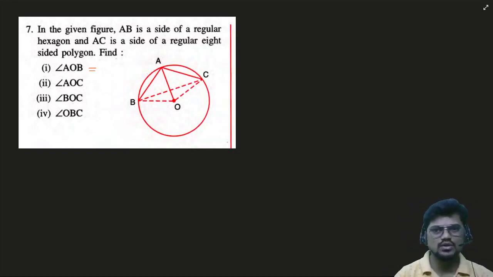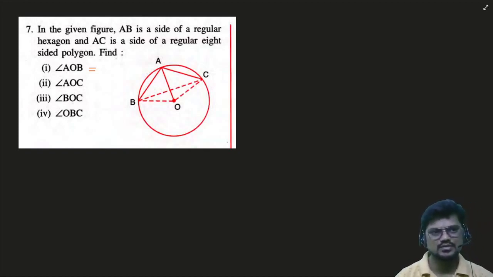Reagan, can you explain how you got the first answer? Sir, because it is an equilateral. How do you know that it is an equilateral? Sir, because it is a regular hexagon. So why is it an equilateral triangle? Sir, all sides are equal for a regular hexagon. 360 upon 6 for a hexagon, so 60 each. Yes.